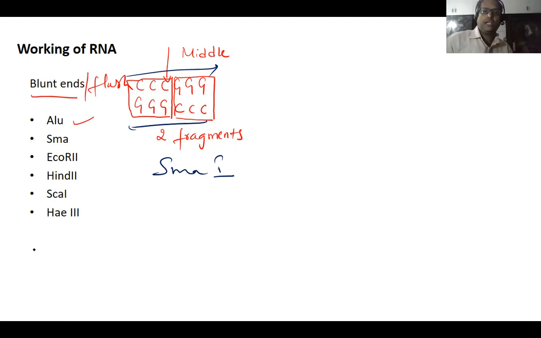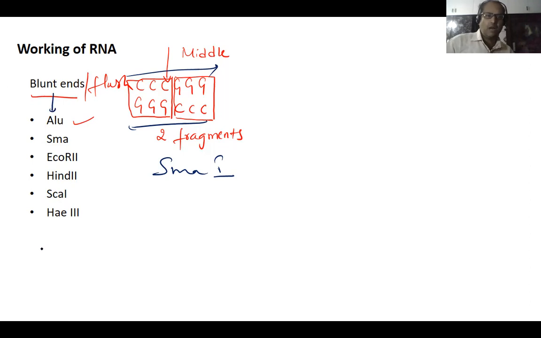So it is not easy for the next process. Suppose you want to use the same kind of sequences, we would again have to modify them into sticky ends, and only then is it possible to deal with things. Now look at that, there are blunt ends, and there are different varieties of examples.